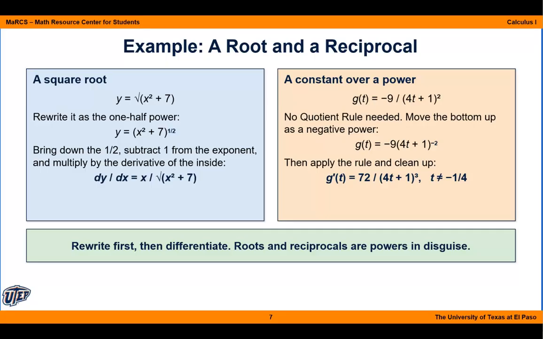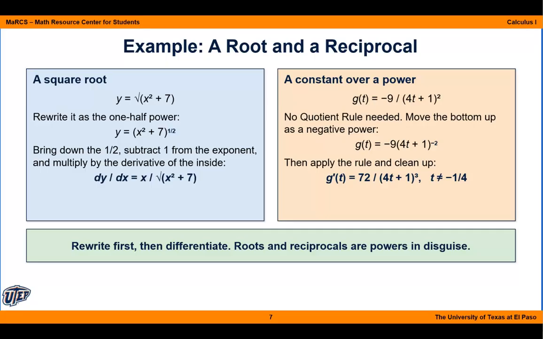For the reciprocal example, move the denominator up as a negative power. That would be g of t equals negative 9 divided by (4t plus 1) squared, which would equal negative 9 times (4t plus 1) to the power negative 2. Now differentiate the outside and multiply by the derivative of the inside.